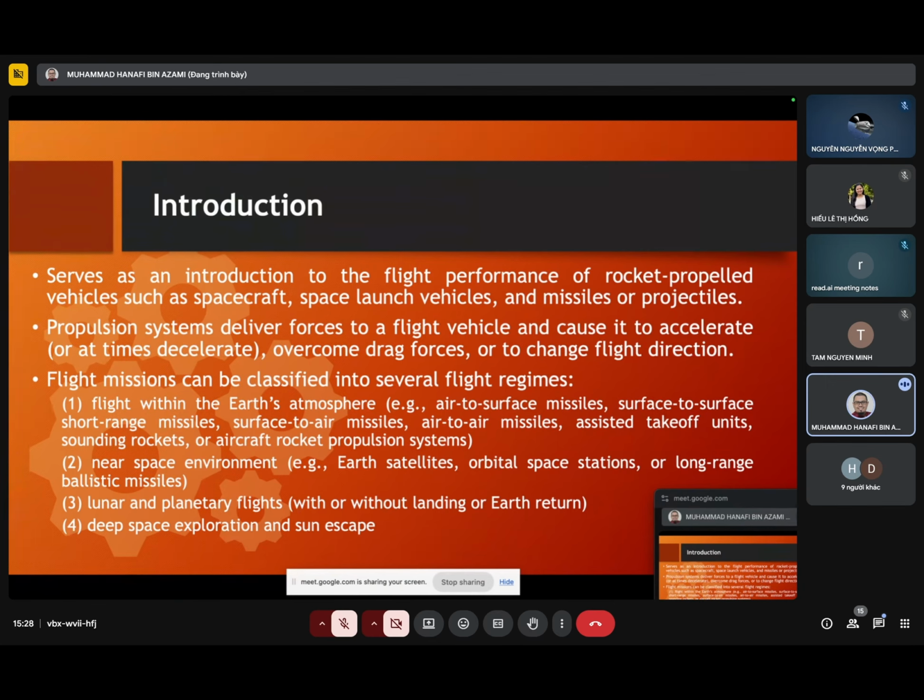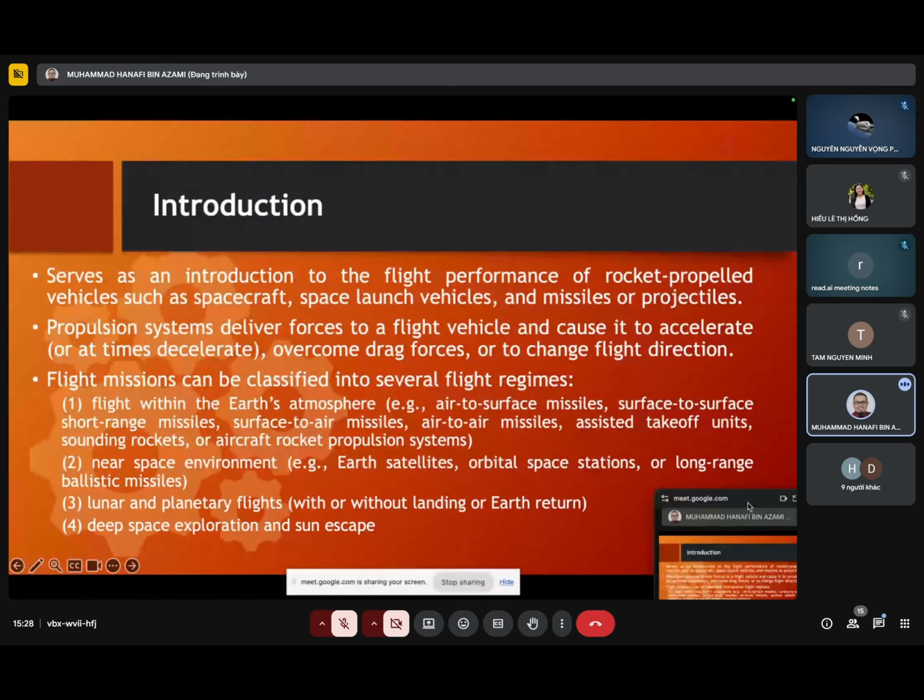Maybe you have flight within the Earth atmosphere. For example, air to surface missiles. You have air to surface, or surface to surface, like intermediate ballistic missiles. You also have short range missiles, surface to air missiles, air to air missiles, assisted takeoff units, sounding rocket.